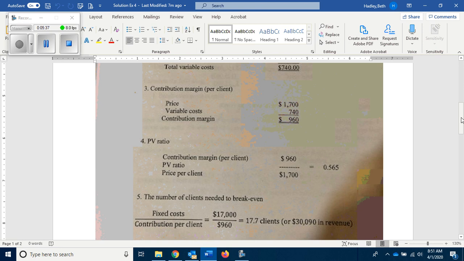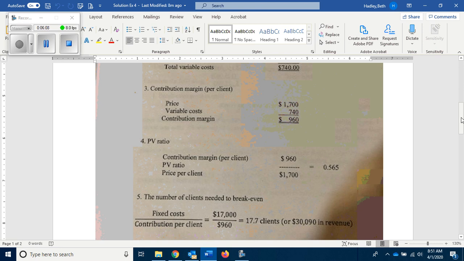You have to round it to 18, right? Because you want to at least break even. If you round it down to 17, you're not going to break even. You're going to be in the hole a little bit. Round it up to 18. 18 times your price per client of 1,700. Therefore, your revenue is going to be $30,600.